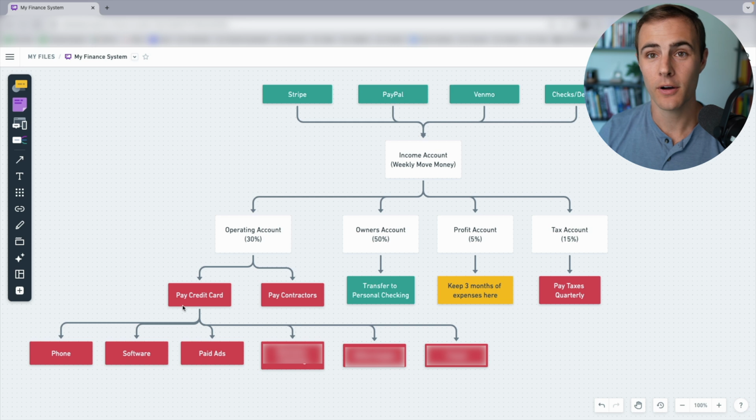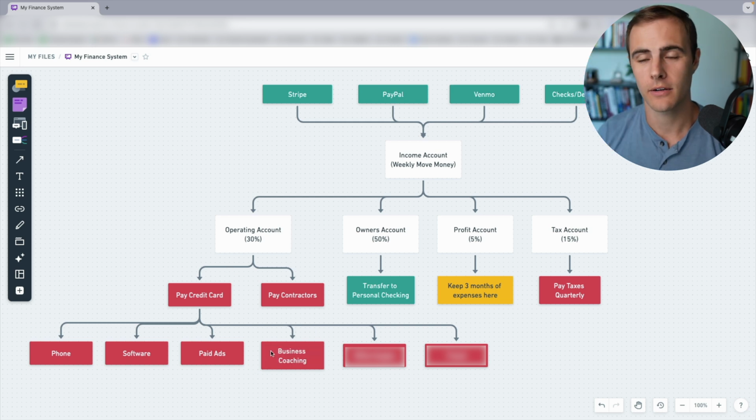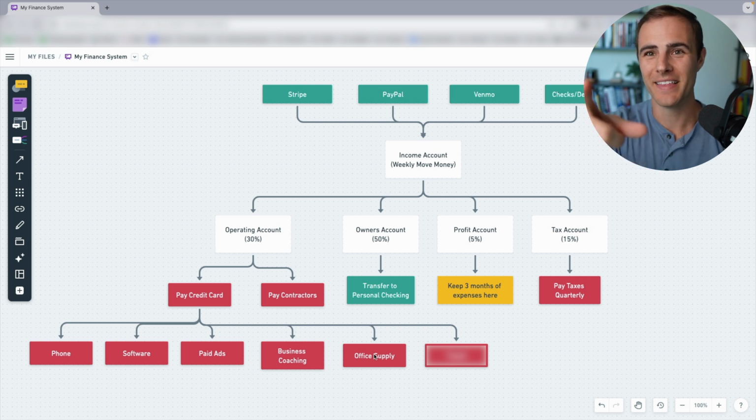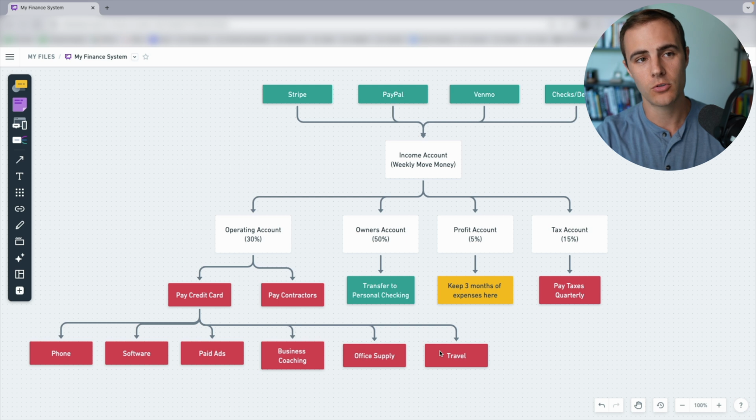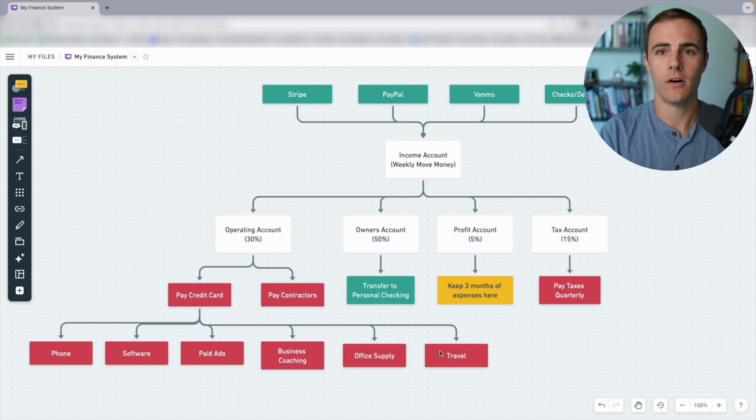Paid ads, those all go on a credit card, right? Business coaching, if you make any business coaching expenses, credit card. Office supplies, this chair I'm sitting in, this microphone, this camera, credit card. And then travel. Okay, travel, you've got to be careful on. I try to do travel to places where I can also do business. So if I'm going somewhere, I can create some content, or I can do a collaboration with somebody.